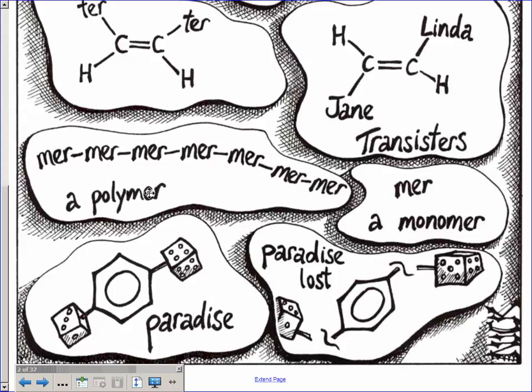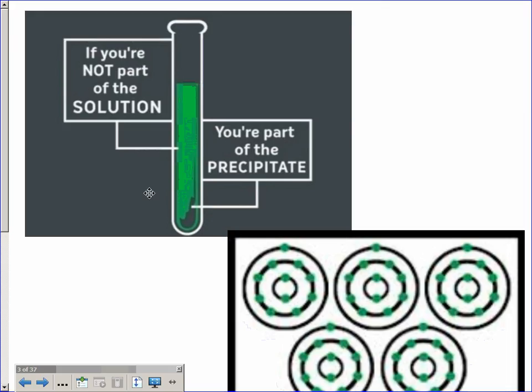Polymer, many mers, right? Mer. Paradise, and Paradise lost because they lost their dice. Okay, I got two more. You're not part of the solution, you're part of the precipitate. We know that though. And then my absolute favorite.